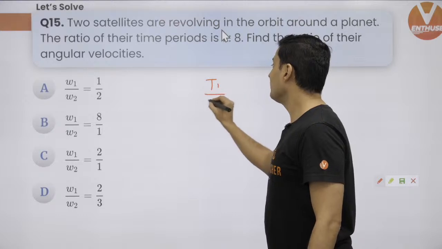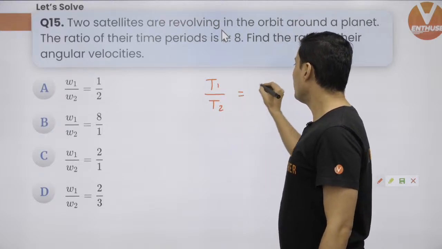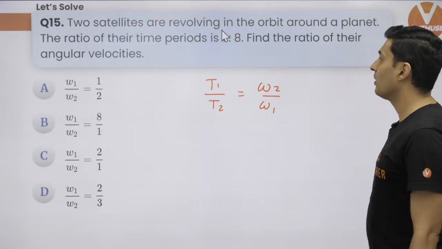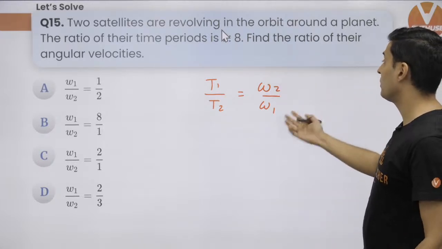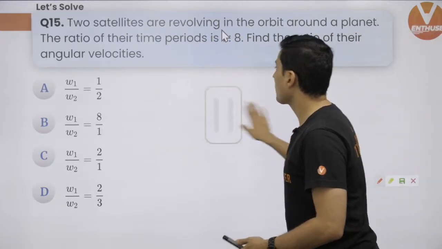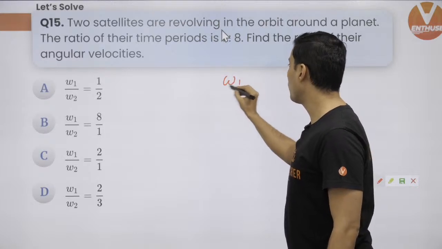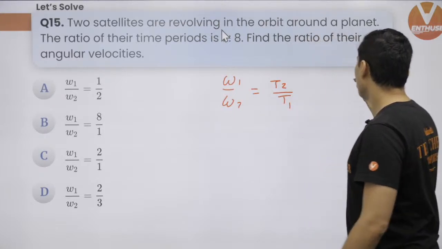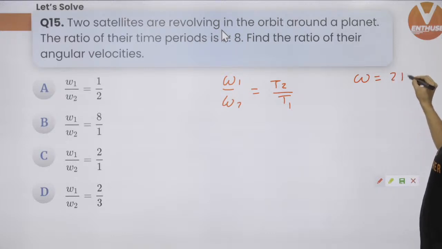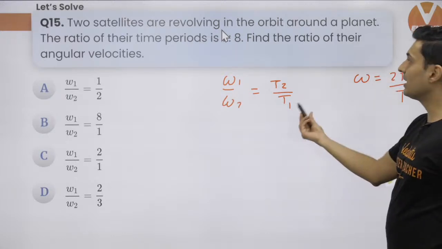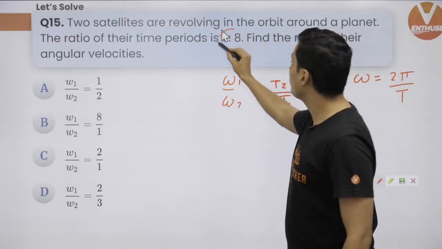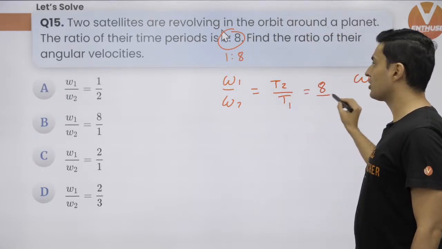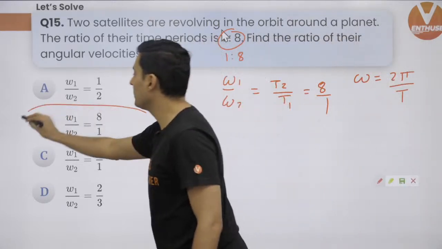So guys, T1 by T2 will be omega 2 by omega 1. Find the ratio of the angular velocities. So inverse. All right, the ratio of the time period is given. So omega 1 by omega 2 will be T2 by T1 because omega is 2 pi divided by time period. That's it. The ratio of the time periods is 1:8. So obviously this will be 8:1 and hence that should be the answer.